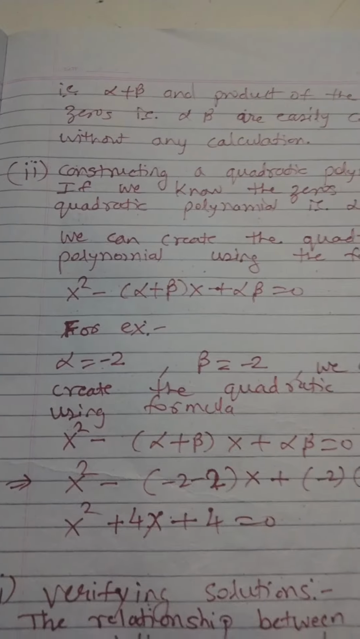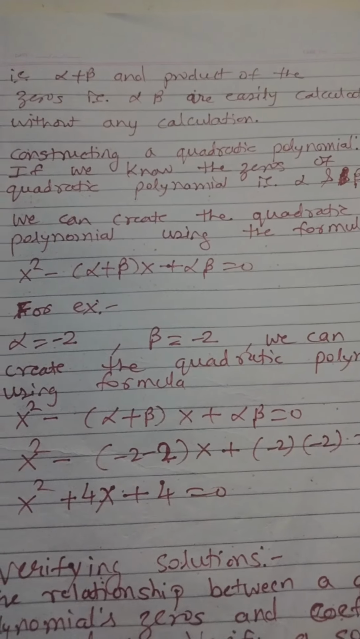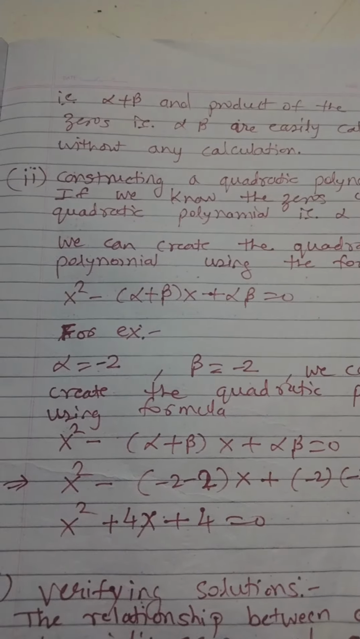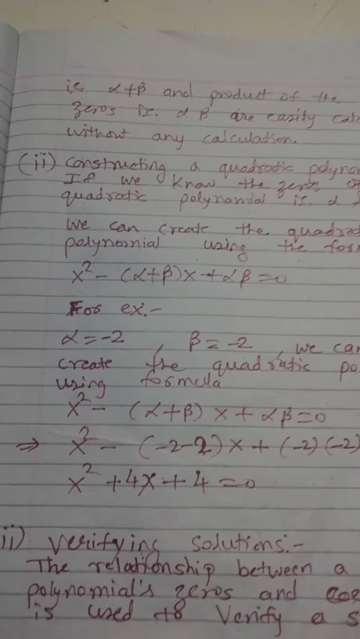quadratic polynomial. Now we can create the quadratic polynomial using the formula x square minus (alpha plus beta)x plus alpha beta is equal to 0. Now putting these values of alpha and beta, we get x square plus 4x plus 4 equal to 0, which is the required quadratic polynomial.